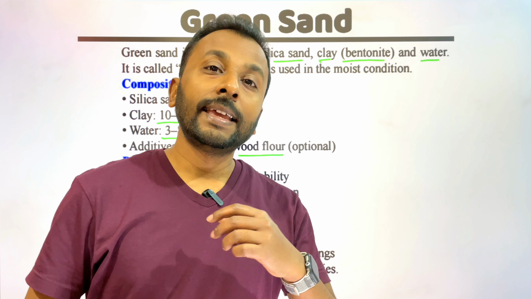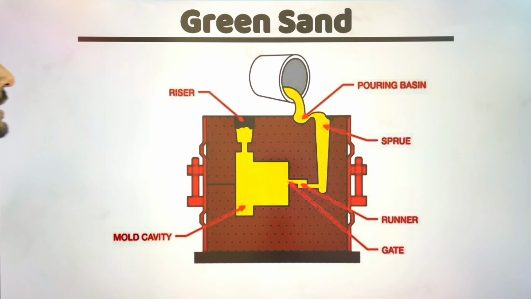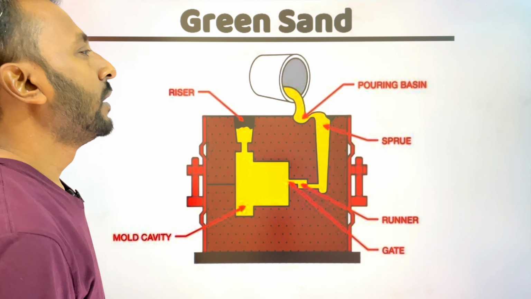So what are the properties of green sand? Green sand has good plasticity and moldability. It has adequate strength in wet condition. It has high permeability. It is also reusable and economical. So these are the good properties of green sand. It is used for very small and medium sized castings. It is not used for large castings, and the most common molding sand in foundries is green sand. Green sand is the most used sand in the metal casting process.